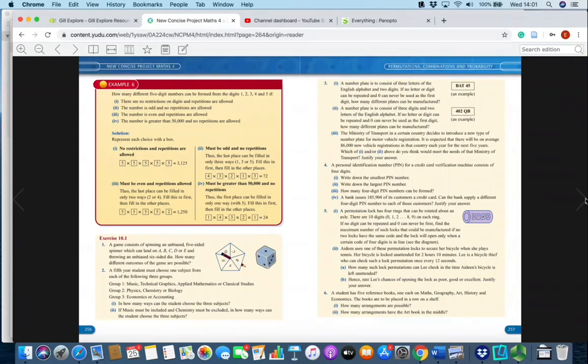So example 6, how many different 5-digit numbers can be formed from the digits 1, 2, 3, 4 and 5 if there are no restrictions on digits and repetitions are allowed? The number is odd and no repetitions are allowed. The number is even and repetitions are allowed. The number is greater than 50,000 and no repetitions are allowed. Okay, so again, pause, take that one down, and I'm going to do it here for you.